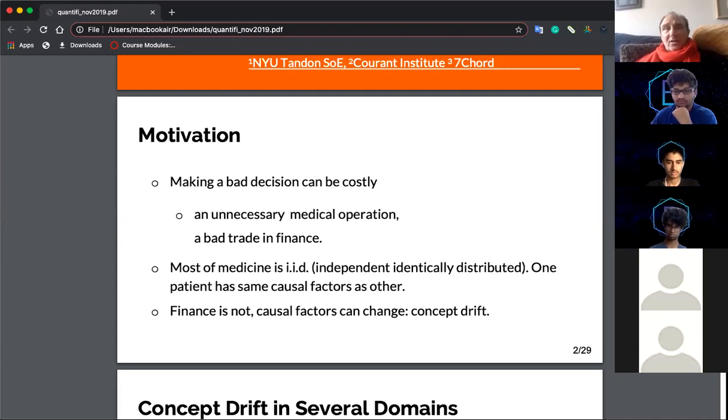Finance, though, and other things are not like this. This talk is going to deal with both the IID case and the finance case, or anyway time series cases, where causal factors can change. To see some examples, please go to the next slide.